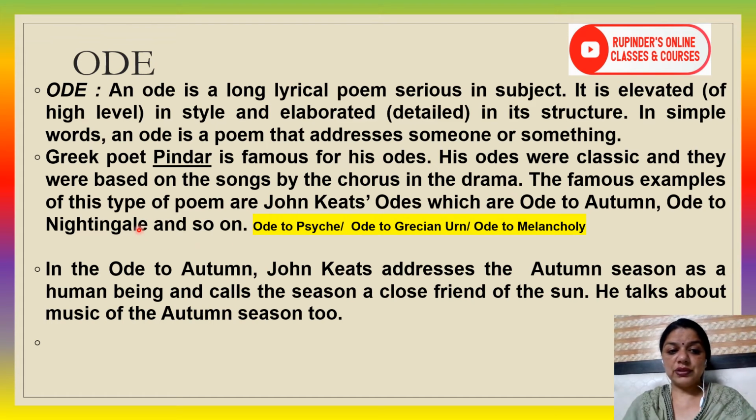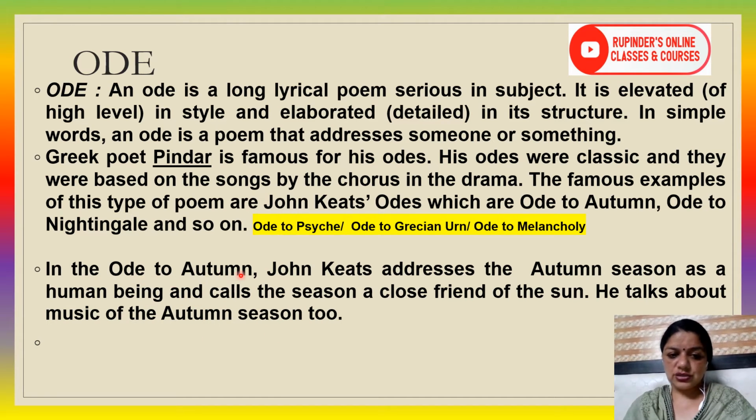The famous example of this type of poem are John Keats' odes, which are Ode to Autumn, Ode to Nightingale, Ode to Psyche, Ode to Grecian Urn, Ode to Melancholy. These are beautiful odes. I have read them and I can just say they are class apart. They're matchless. In the Ode to Autumn, so this is the simplified, सबसे easy कहूँगी मैं इसको. This is what I would like to explain. क्या है इसमें? There are 3 stanzas.